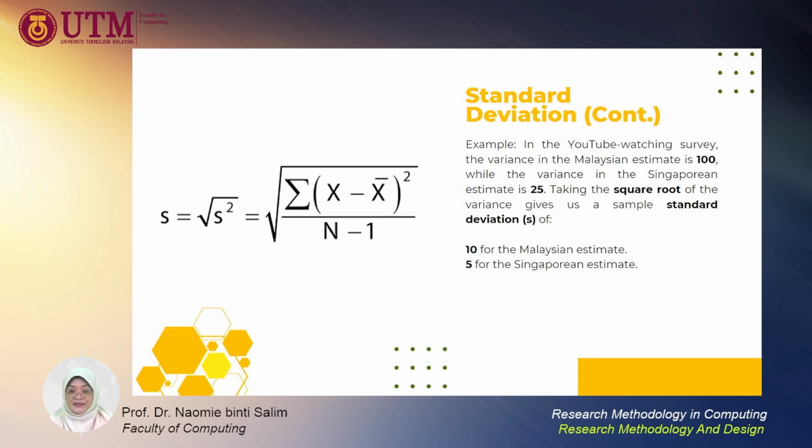So here, in the YouTube watching survey, the variance of the Malaysian estimate is 100, while the variance in the Singaporean estimate is 25. By taking the square root of the variance, we get the sample standard deviation for both the Malaysian estimate and the Singaporean estimate. We have 10 for the Malaysian estimate and 5 as the standard deviation for the Singaporean estimate.